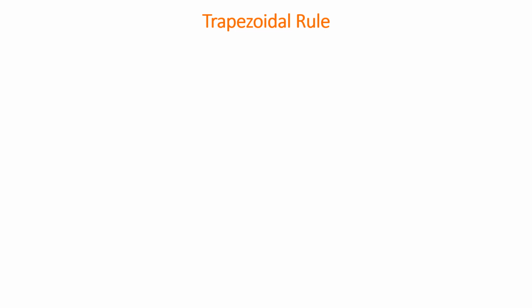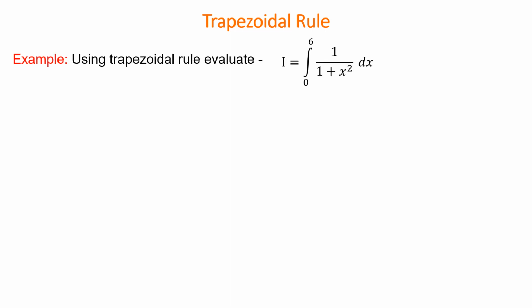Let's look at the procedure of trapezoidal rule for calculating numerical integration. For the understanding purpose, we will take a simple example. We need to evaluate integration of 1 upon 1 plus x square over the limit 0 to 6 using trapezoidal rule.